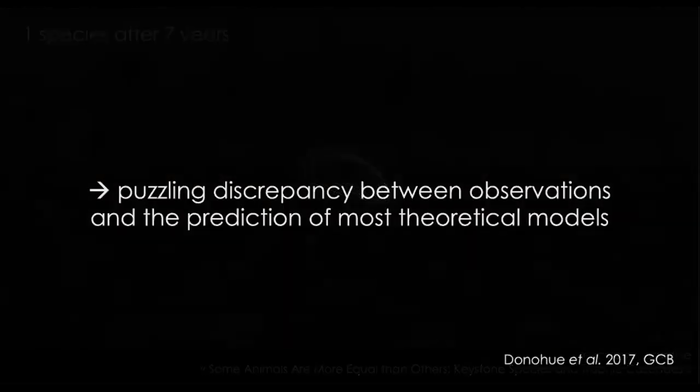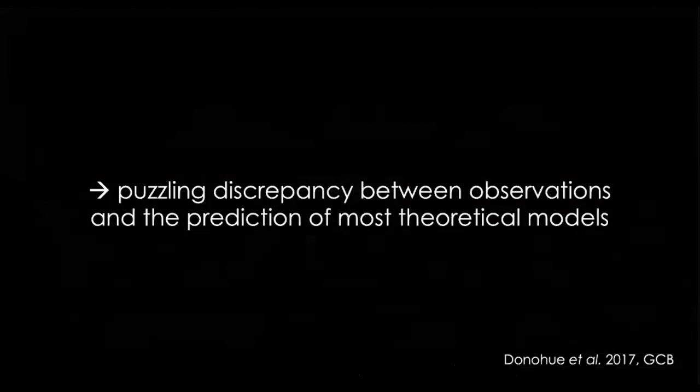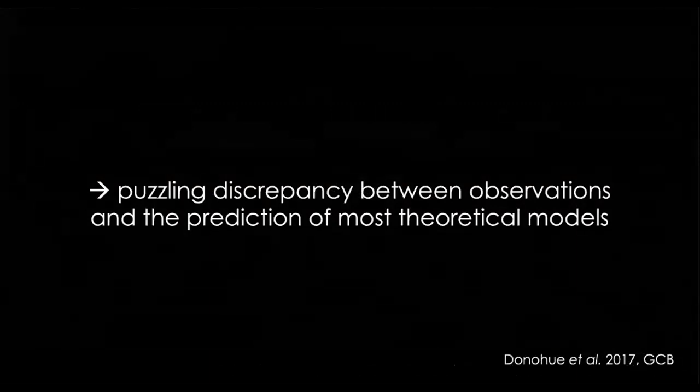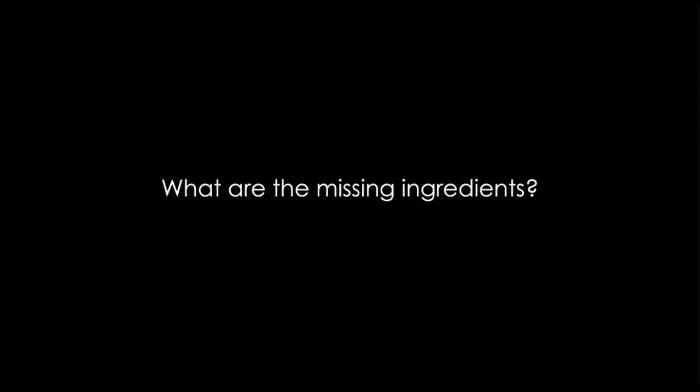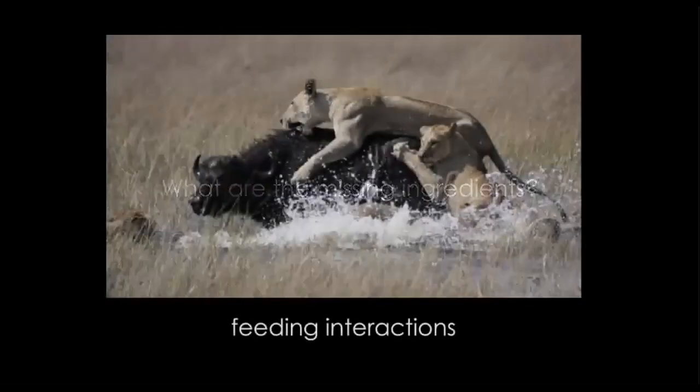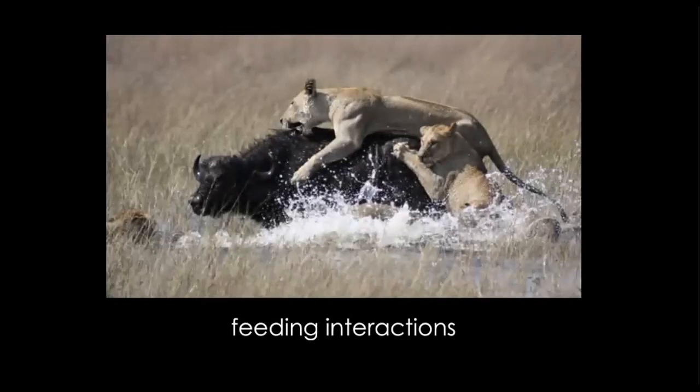So there seems to be a puzzling discrepancy between these observations and the predictions of theoretical models. So what are the missing ingredients in our models? Well, actually, these models that I've been referring to in a very generic way are food web models. So they are models that model feeding interactions between species.